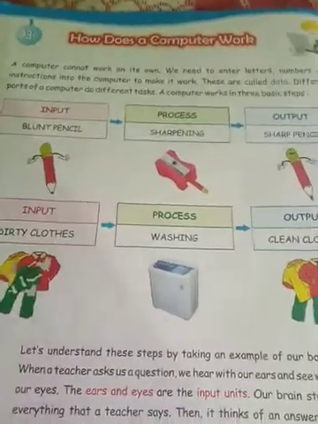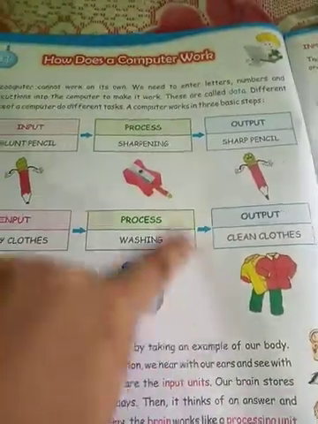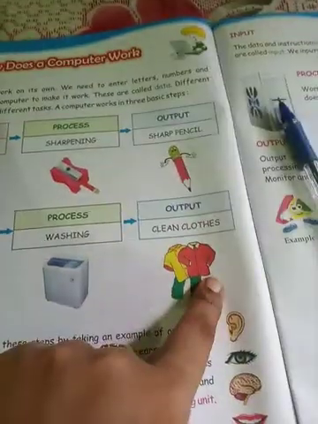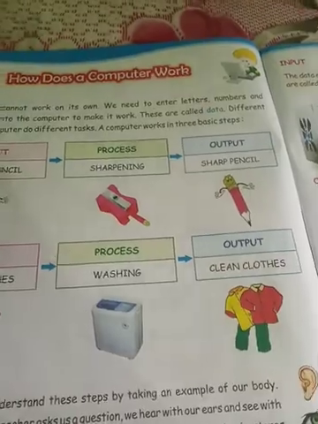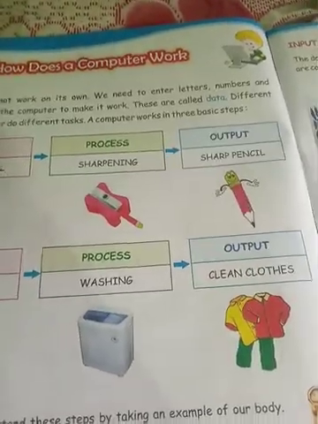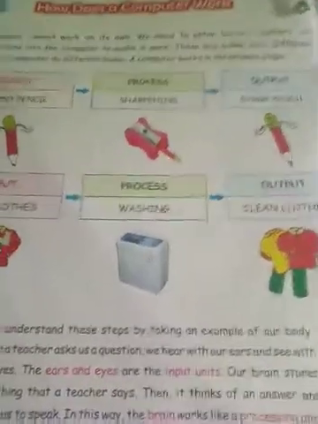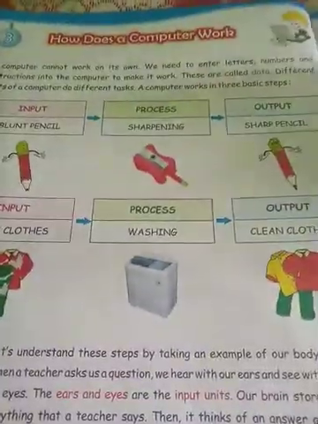Dirty cloth is the input. When you are washing it, that is the process, and clean cloth is the output, meaning the result. I'm giving another example: now we are giving you homework on a daily basis in the WhatsApp group.